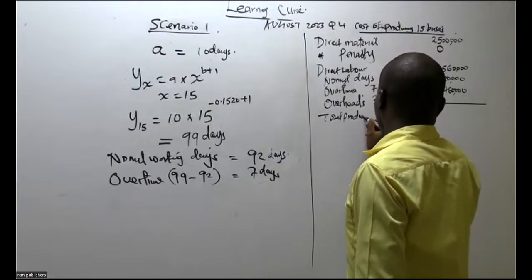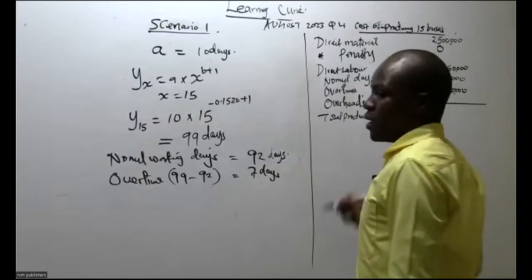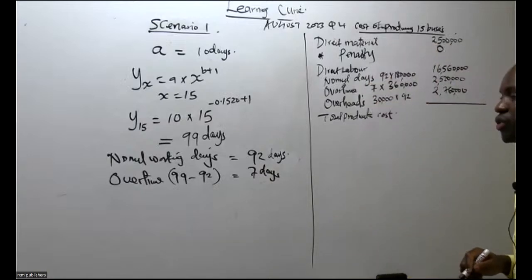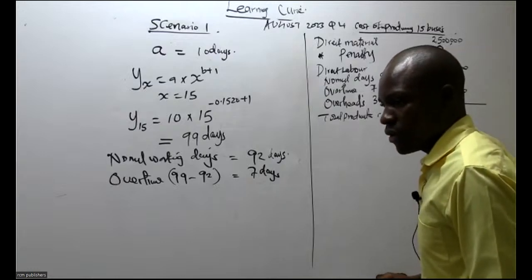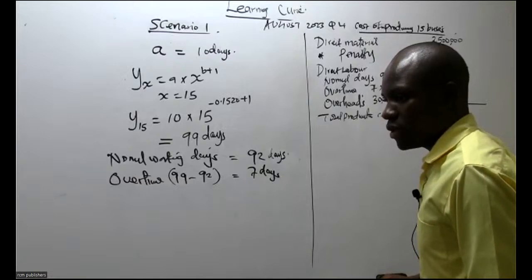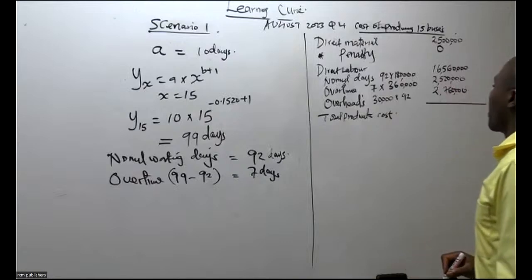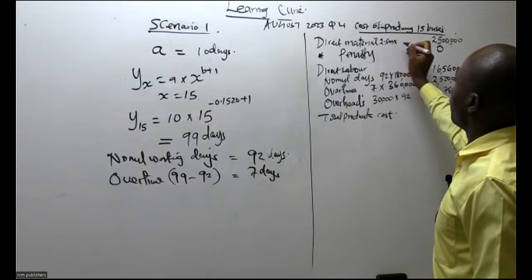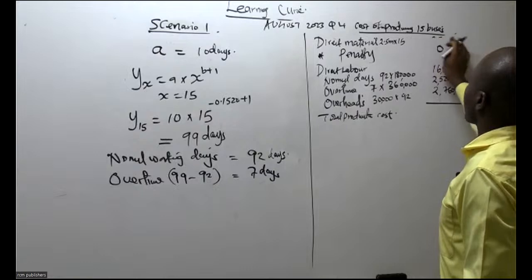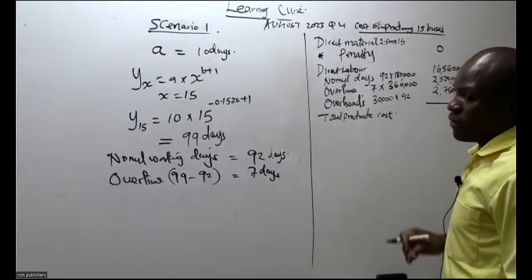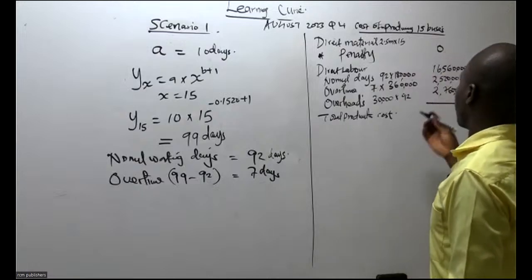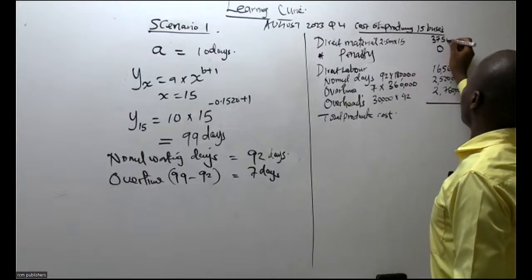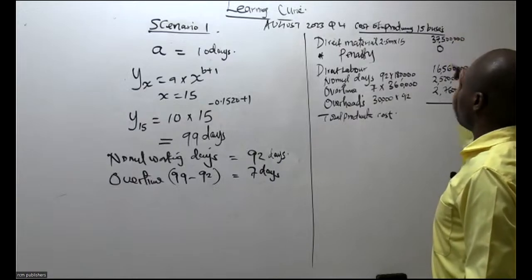Total production cost of 15 buses under scenario 1. What will we have? Direct material of 2 million per bus. Oh, well, thank you. It is 2.5 million for each bus and there are 15 buses. So what will we have here? 37,500,000. You have to be keen on that.